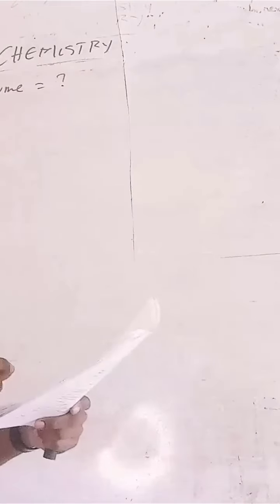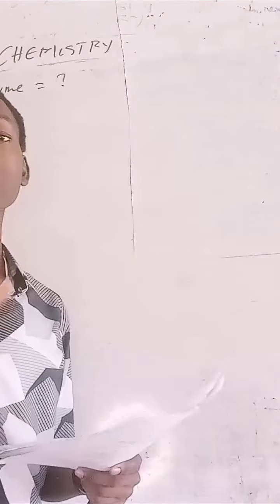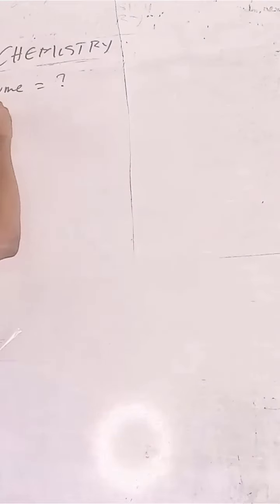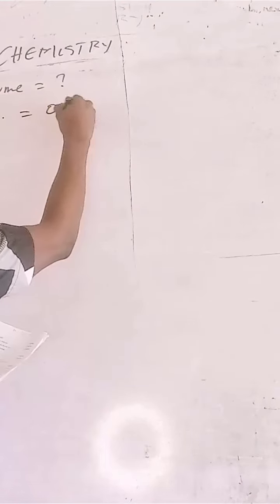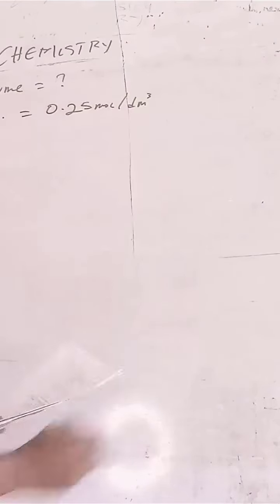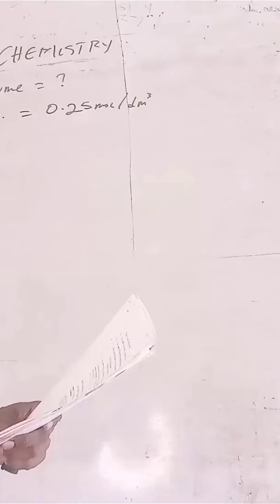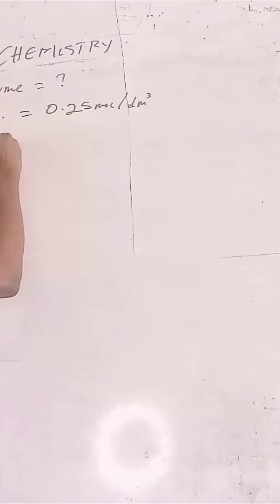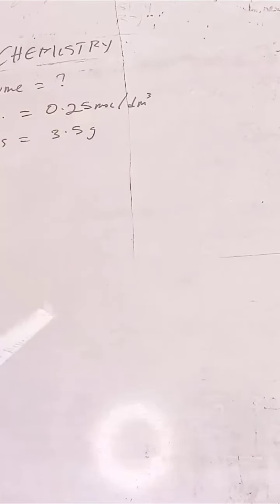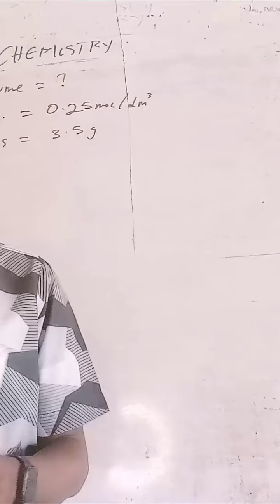In that question, we are given 0.25 mole per dm³, and we know mole per dm³ is concentration, right? So the concentration there is 0.25 mole per dm³. And what else are we given? You can see mass. Mass is 3.5. So the mass is 3.5 gram. What else are we given? We are also given the mass numbers of hydrogen, sulfur, and oxygen.